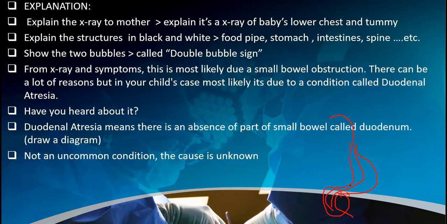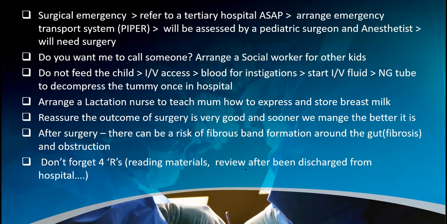And that's why whatever you are giving your child to drink is not going into the gut and is flowing back to the mouth and causing the vomiting. I'm really sorry. It's not an uncommon condition, but it's a surgical emergency. Now, as we are in a rural hospital, I need to refer your child as soon as possible to a tertiary hospital. So I'm going to arrange an emergency pediatric retrieval team who will take your child to the hospital as soon as possible. In the hospital, they will admit your child and he will be assessed by a pediatric surgeon.